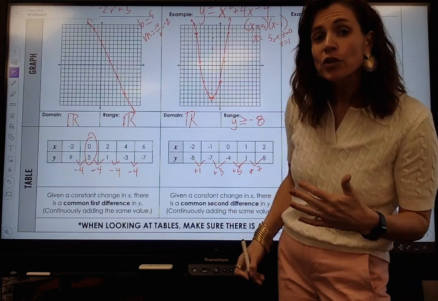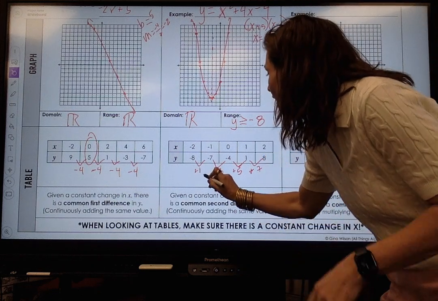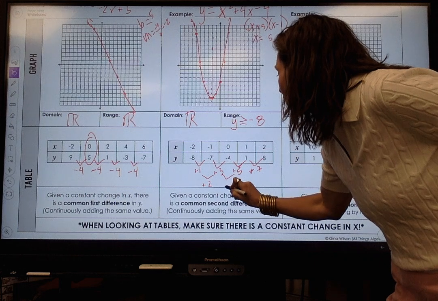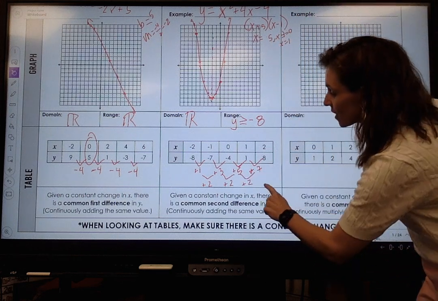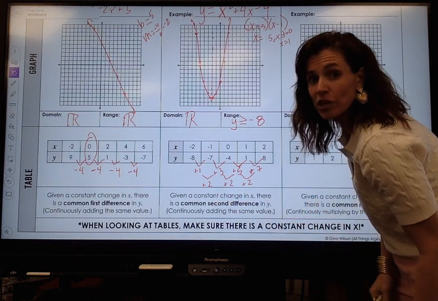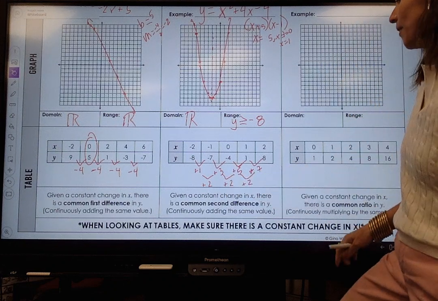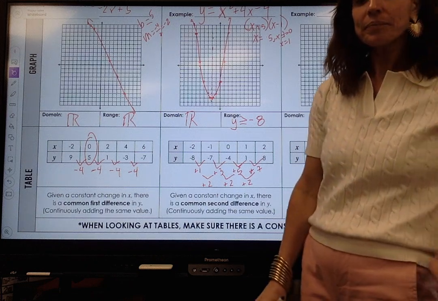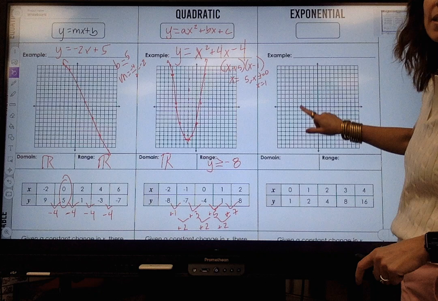Now, that's the first change. So to make it quadratic, we're looking for the second change. And notice when I go from 1 to 3, it's positive 2. 3 to 5 is positive 2. 5 to 7 is positive 2. It's this common second difference that I know is going to make a quadratic equation. So if you're looking at a table of values, it's that second difference that is constant. Therefore, it's quadratic.